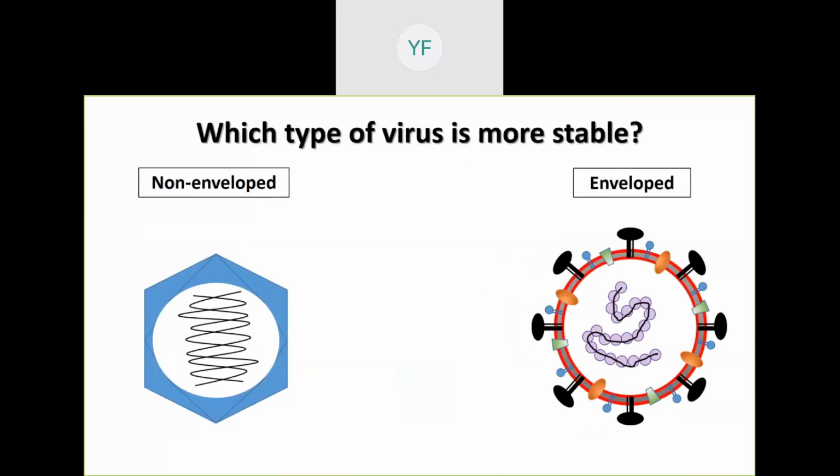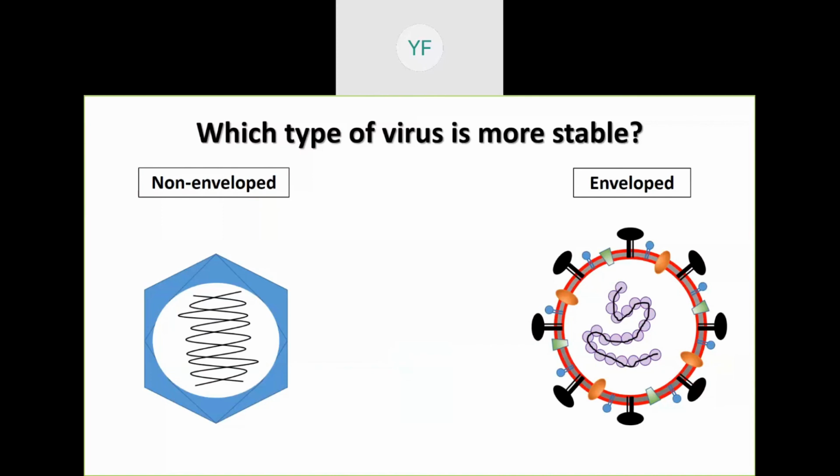So I introduced that because it's really important in understanding which type of virus is more stable. The structure of viruses is very critical to the resistance to different treatments, including heat, UV, sanitizers, but also their general stability in the environment or in foods.